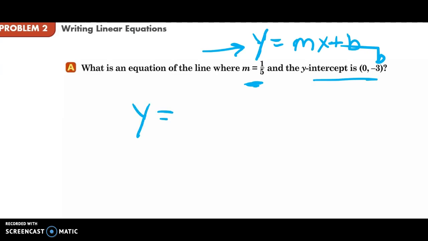We leave y alone, plug in the m of 1/5, then plug in your b value of negative 3. So you wouldn't write plus negative 3, you would just write minus 3.